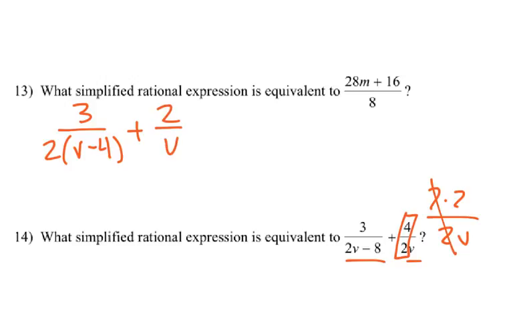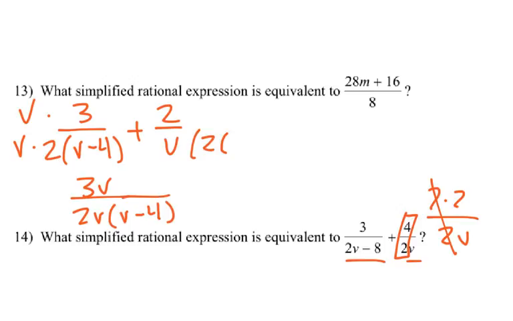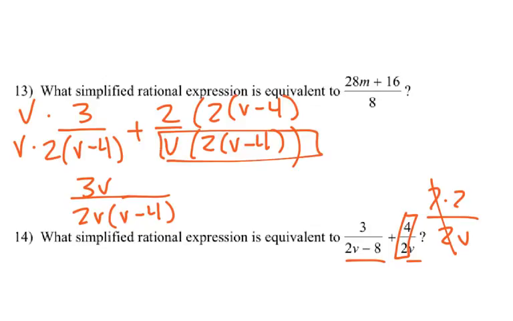Okay? Now to get a common denominator, I'm going to have to multiply, aren't I? Okay? So the left side, I'm going to multiply both sides by v. That'll give me 3v over 2v times v minus 4. The right side, I'm going to have to multiply by 2 times v minus 4. The whole shebang. Okay? So then my denominator ends up being the same. So then we're just adding the numerators.